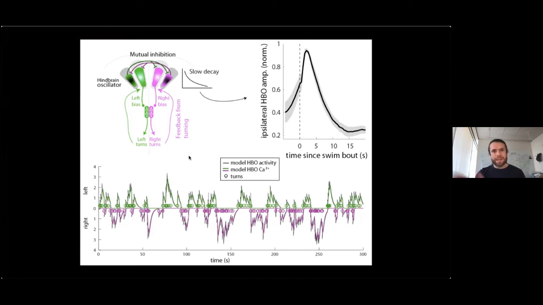And that's how the fish will be biased to perform the same turn, but will not get stuck in that mode forever. And this model is able to recapitulate the behavior very well, where you can see the model also makes multiple turns in one direction and multiple turns in the other direction. And the activity of these model clusters looked quite close to the real ones. So this is kind of how we try to patch together all these different techniques to look at the circuit from different angles, functional, structural, molecular, and gain a circuit understanding of what's happening.